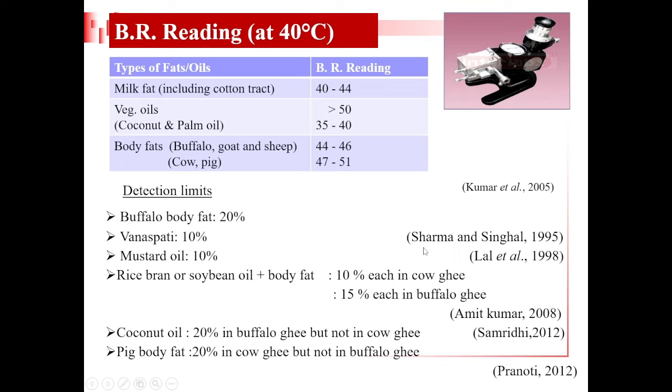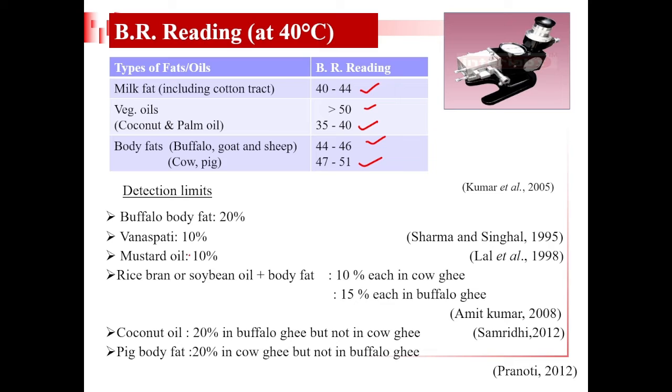So coming to the BR reading first. For milk fat it ranges from 40 to 44, and for vegetable oils it is greater than 50. Coconut and palm oil range from 35 to 40, which is lower than ghee, so this is the exception. These two fats are also called the problematic fats. Then body fats have 40 to 46, and cow and pig body fat range from 47 to 51.